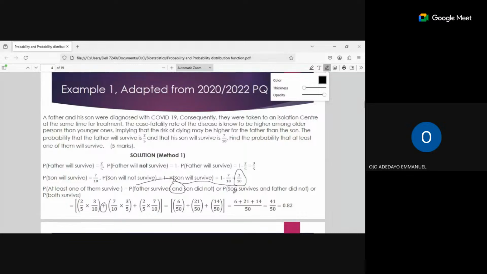Now, the probability that son will survive is 7/10. This is the 7/10 that you are seeing here. And the probability is multiplication. That's why you're having this multiplication here. Then the probability that father will not survive, or father did not survive, is 3/5, that we've calculated from the probability here. So multiply by this. Then plus.